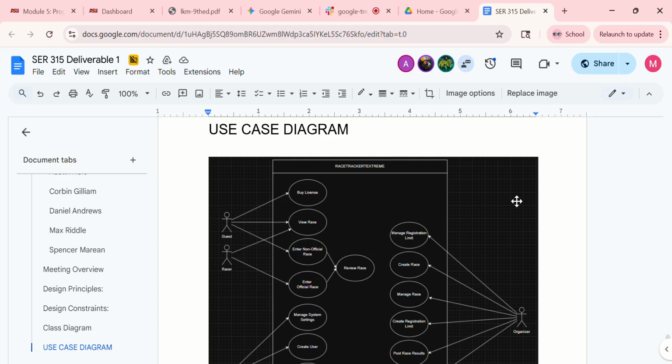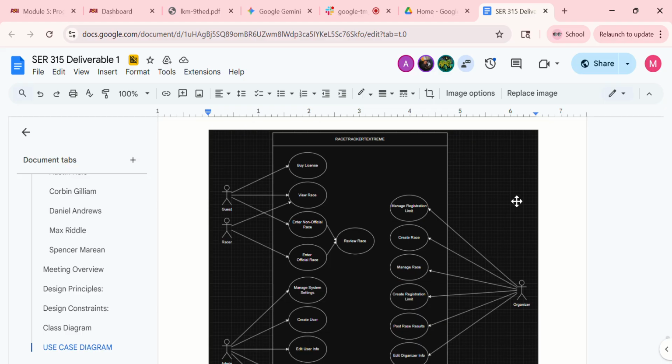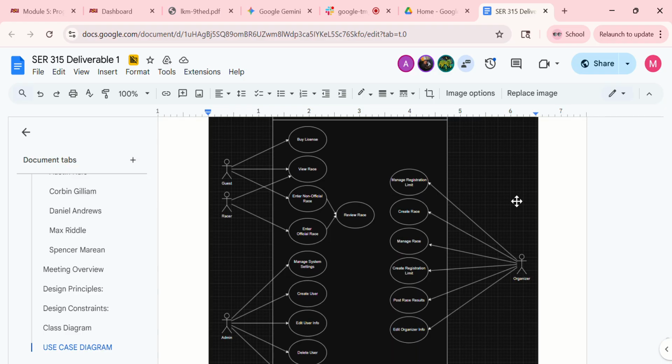So the use case diagram has 4 different actors. It has the guest, racer, administrator, and organizer. The organizer is responsible for managing all of the different races that are within the system. The administrator is responsible for managing all of the different users that are in the system.